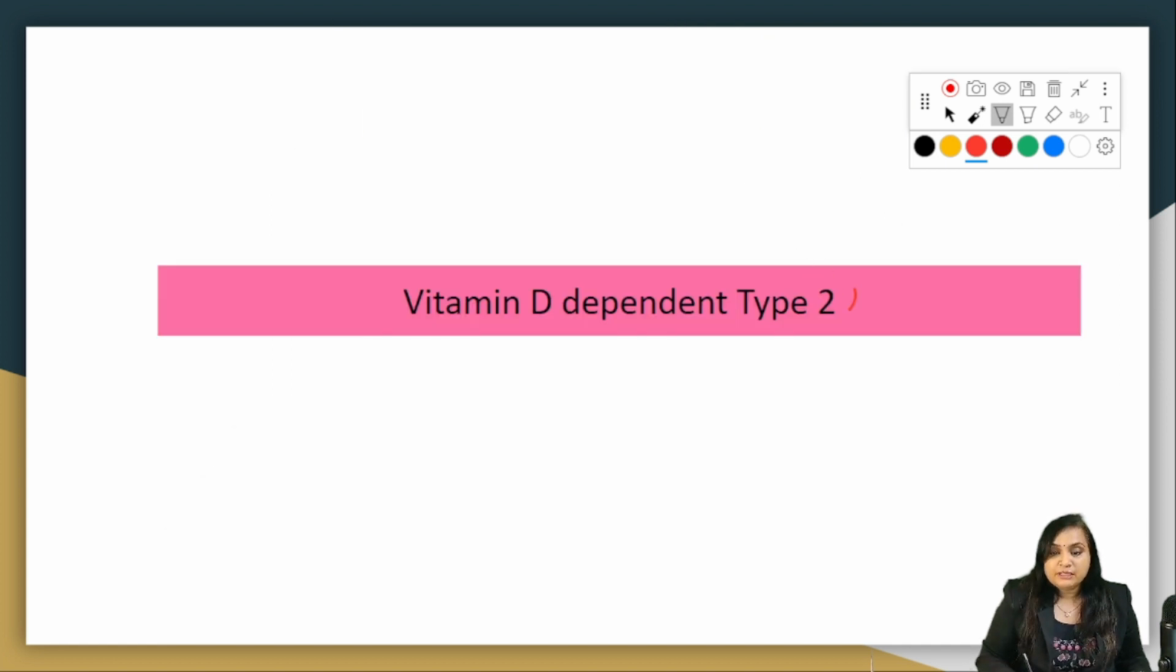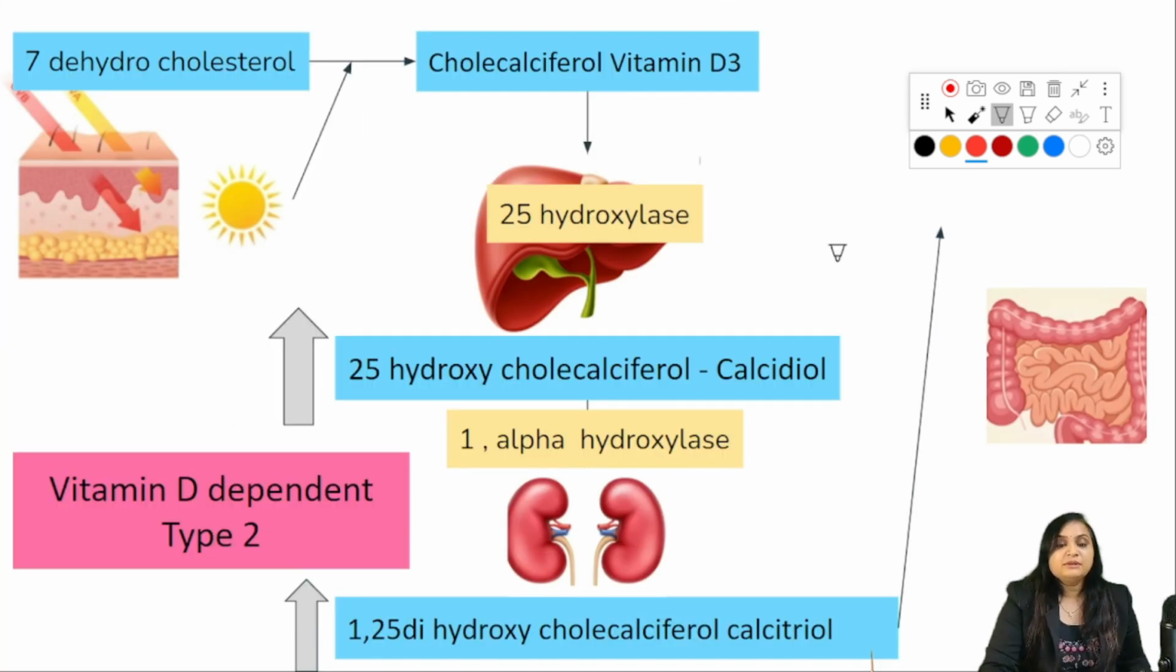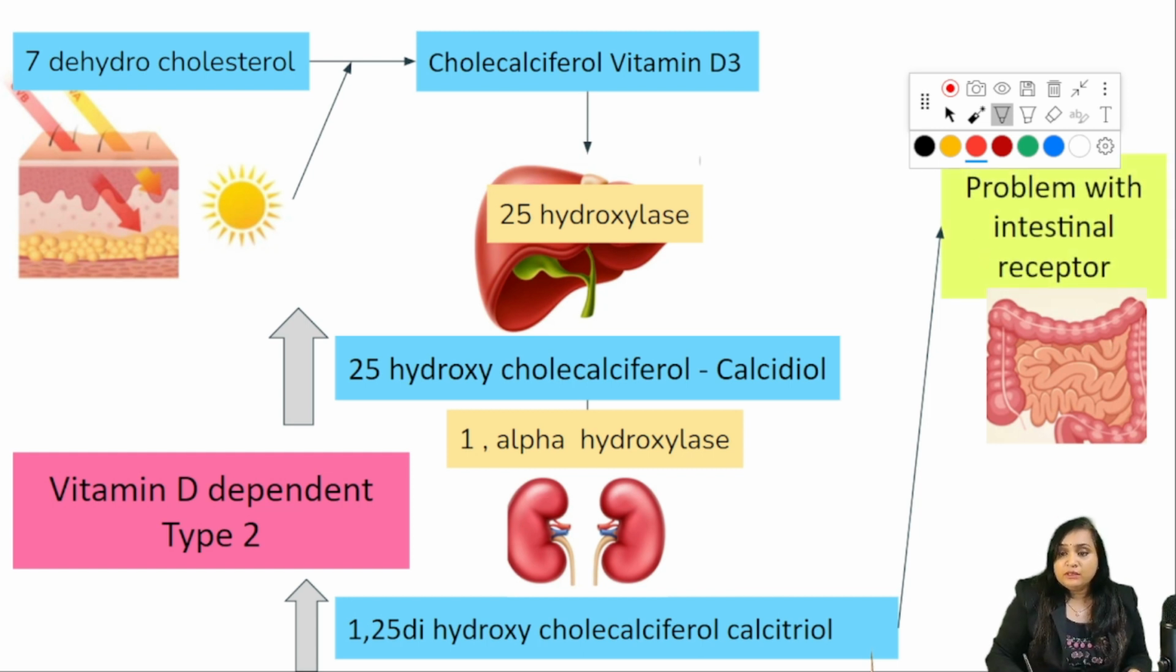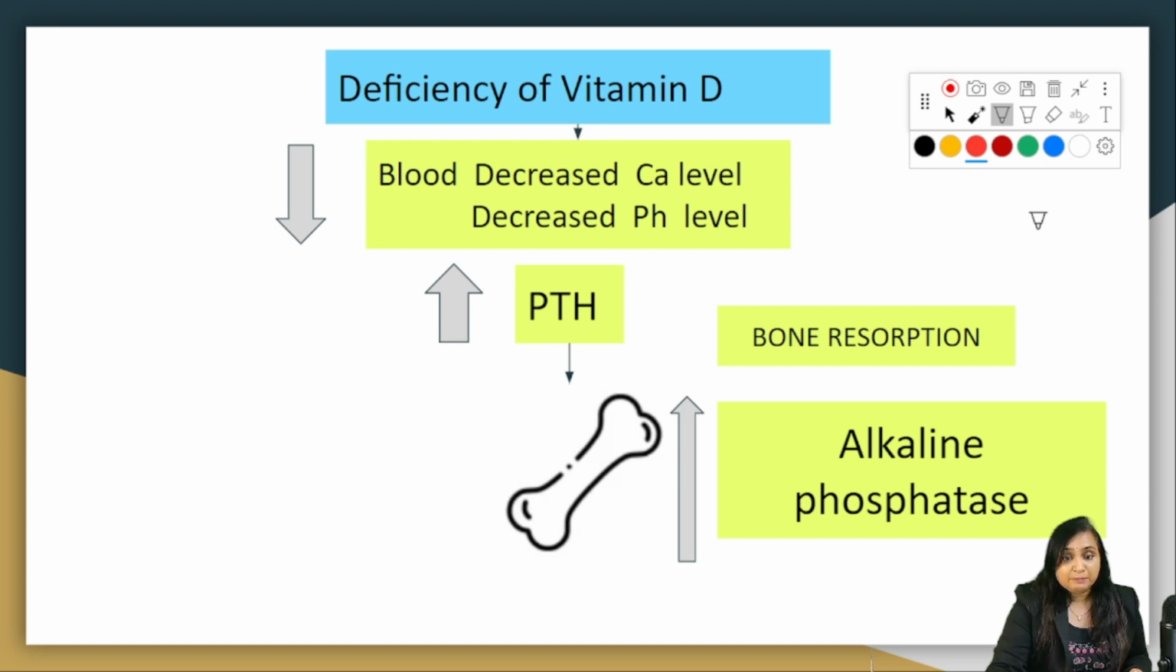So what is going to happen in type 2 rickets? Vitamin D dependent type 2 rickets. Here there is no issue with the alpha hydroxylase. There is nothing wrong with vitamin D. But there is an issue with the intestinal receptor where the absorption of calcium is taking place. So here there is an organ insensitivity in which we do not have absorption from the gastrointestinal system. But the picture would be the same. There will be reduced calcium, reduced phosphorus, increased PTH, increased alkaline phosphatase.